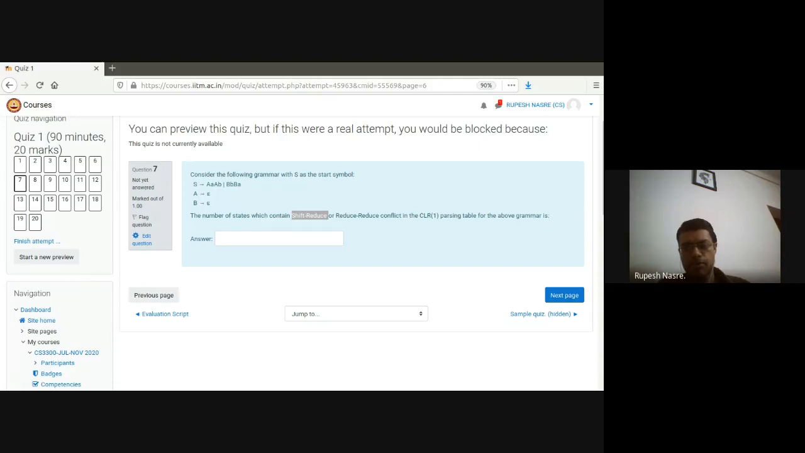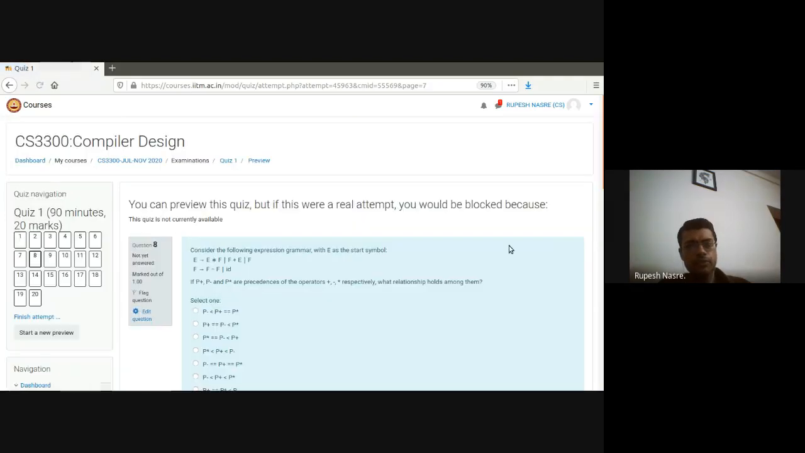SLR1 grammar, but I'm not sure about CLR1. Okay, I'll check that. I'll share the table, etc., with you so that you can confirm. Okay, all right. So some of you are saying 0, some of you are saying 1. Okay, let's do that. So I'm going to the next question.